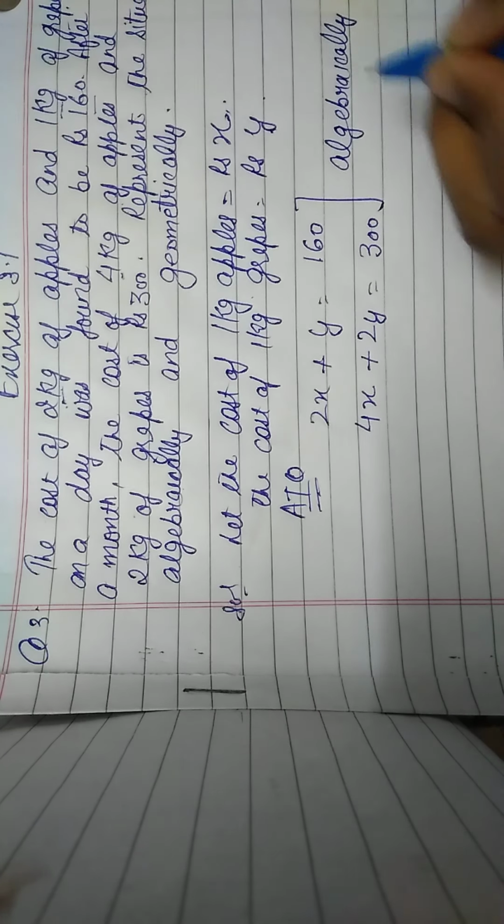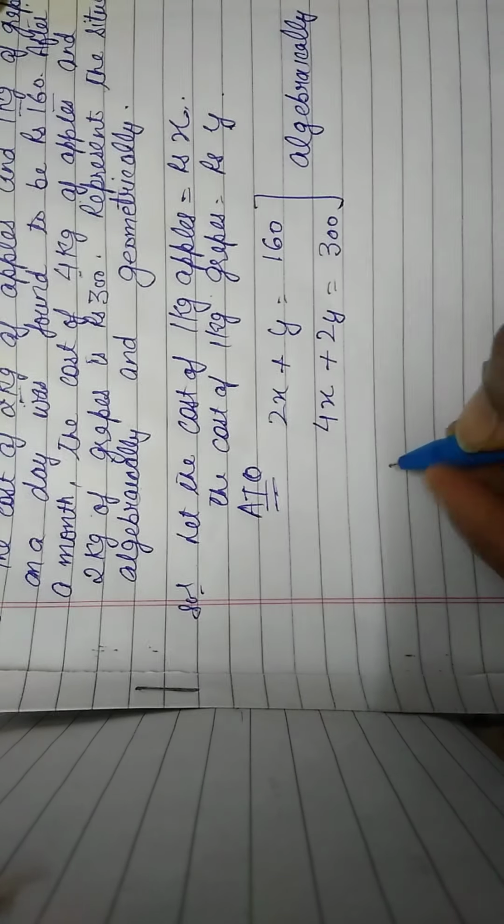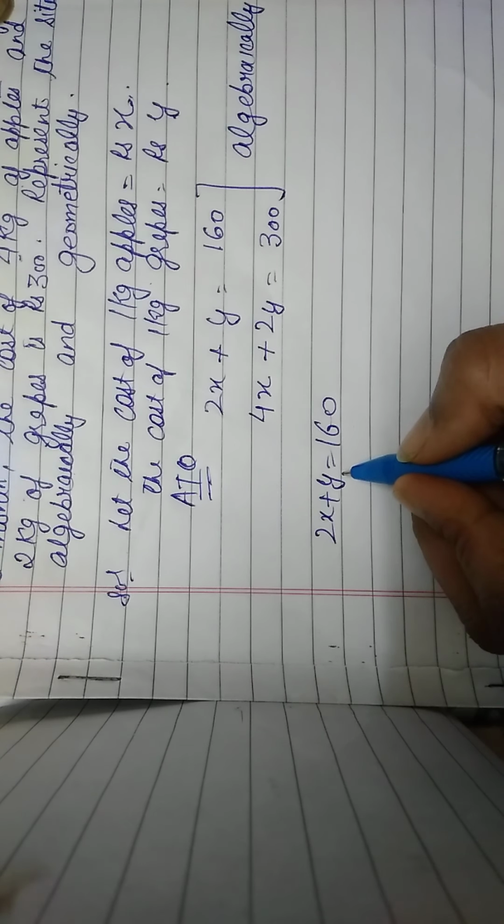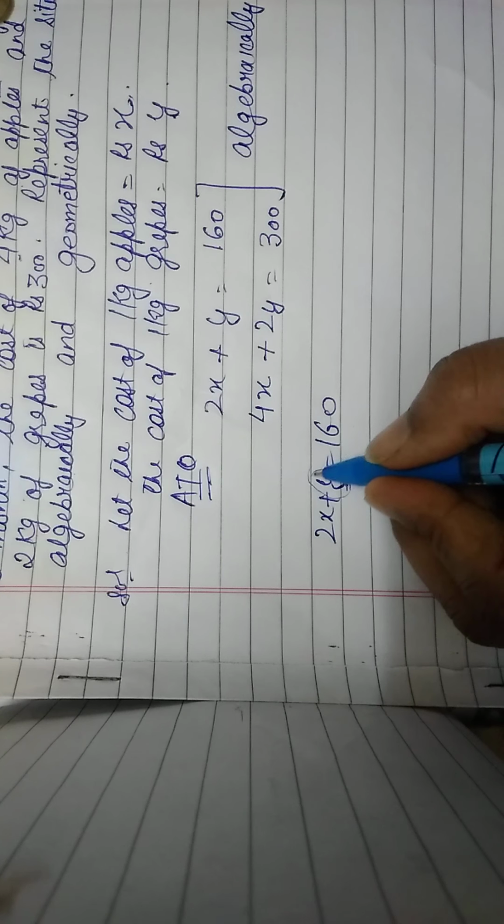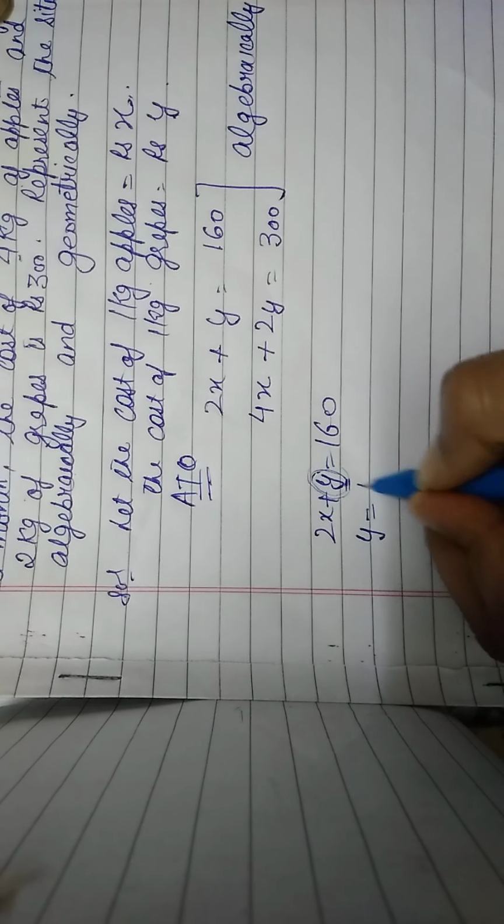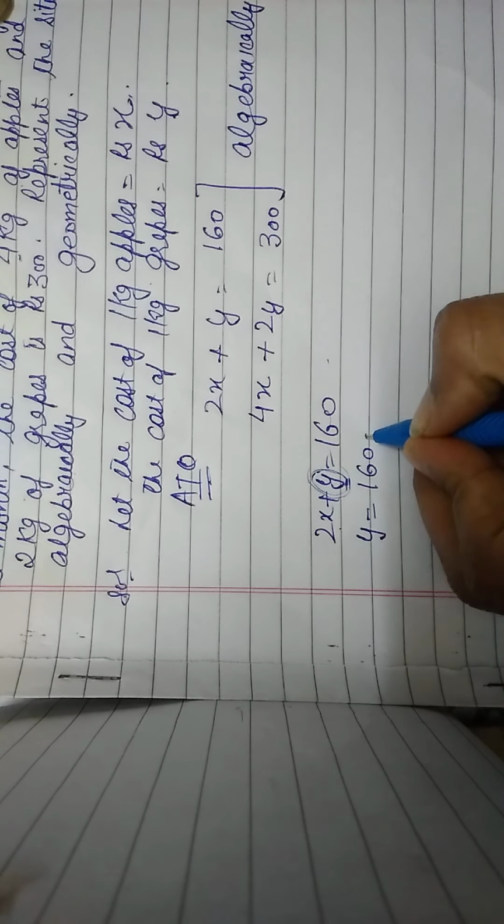Now we represent these equations geometrically. Let us chart. First equation is 2x plus y equal to 160. Now we should always keep in mind that the variable whose coefficient is 1 should be written on the left hand side. Here the coefficient of 1 is of which variable? Y. So y should be kept on the left side. All terms will shift to the right side with changing their sign.